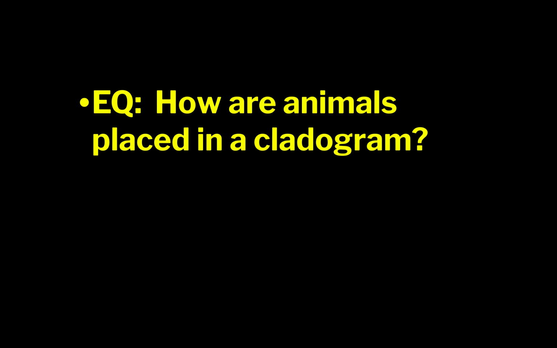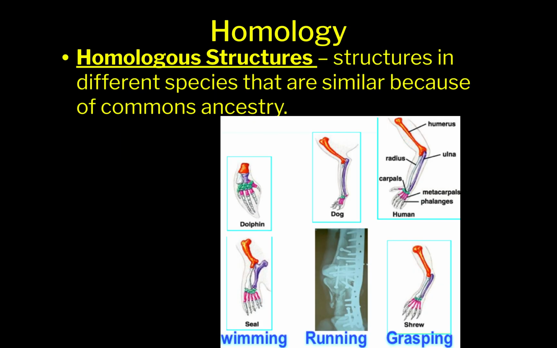The essential question that I'd like you to write down, and again, please pause when you need to, is: how are animals placed in a cladogram? So pause if you didn't get that down quite yet, and then we're going to move on. Okay, so get that essential question down. All right, I'm going to introduce some vocabulary terms to you.